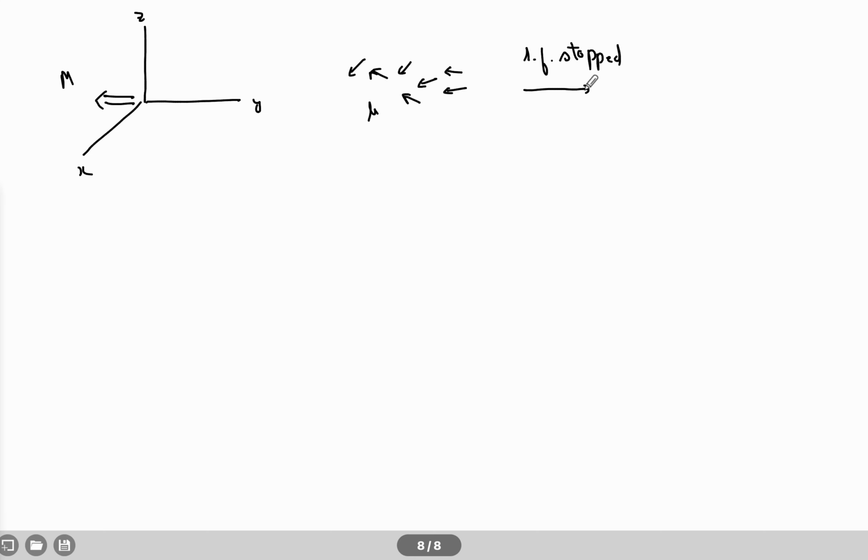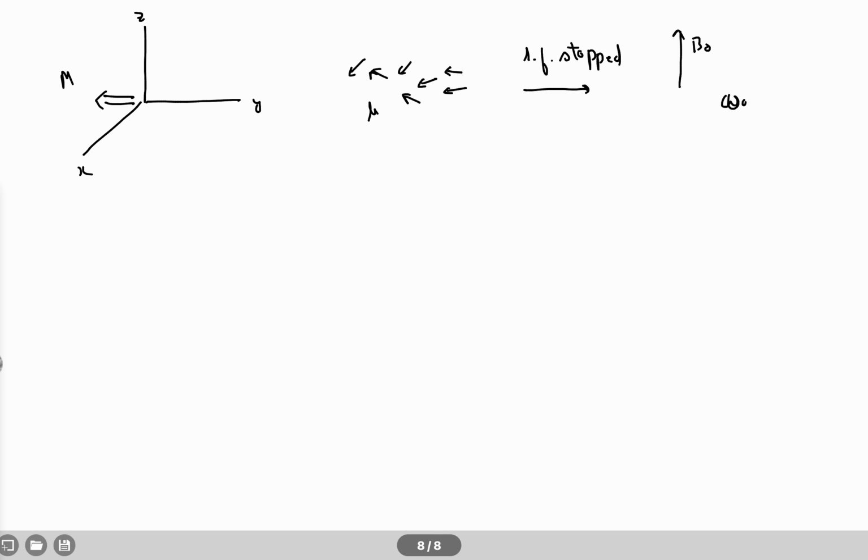Once the RF is stopped, all these small magnetic moments will start to precess about B0. B0 is along the z-axis. If all of these start to precess, this will also start to precess. So they will be rotating, or precessing, about B0 at the Larmor frequency, right? At omega naught.